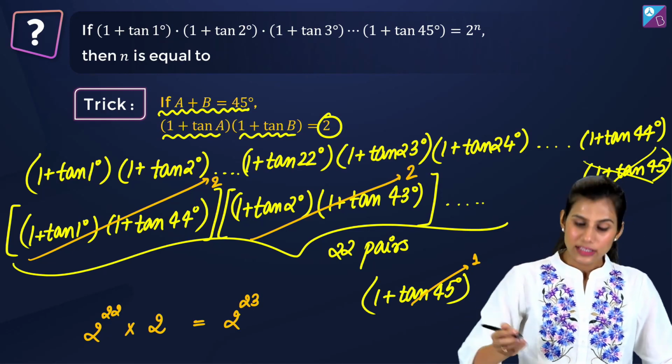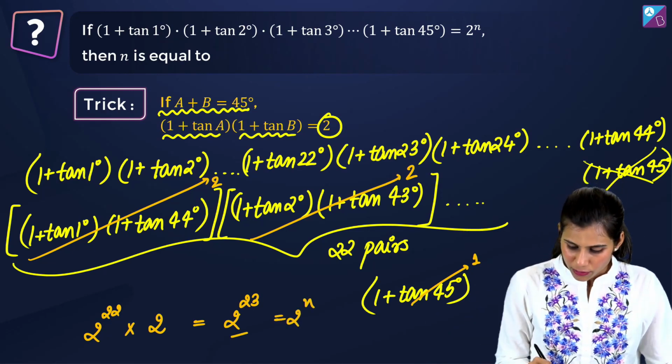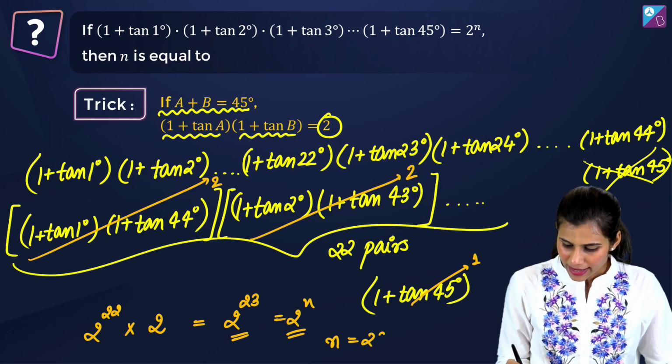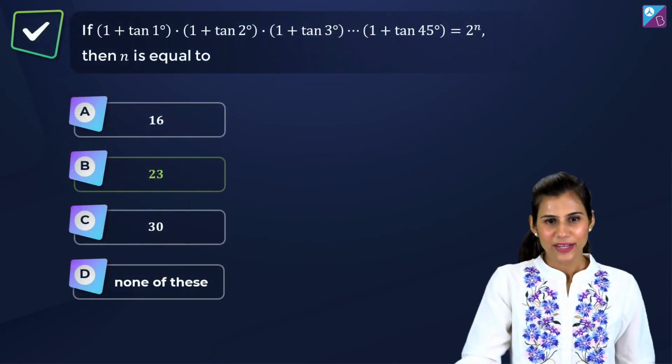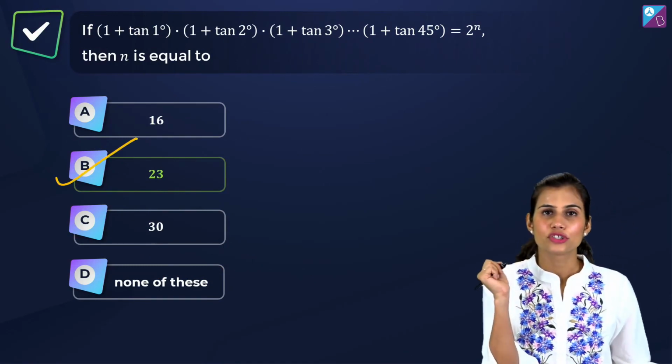But it is given in the question to be 2 to the power n. When you equate both these values, obviously you get the value of n to be 23. The value of n is 23, sitting in option B.